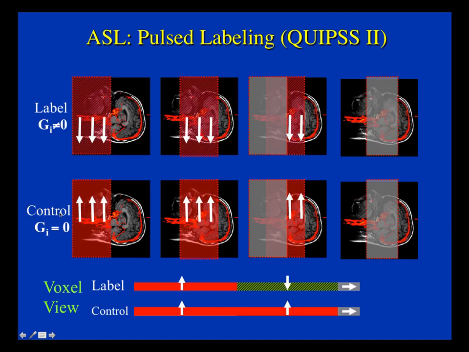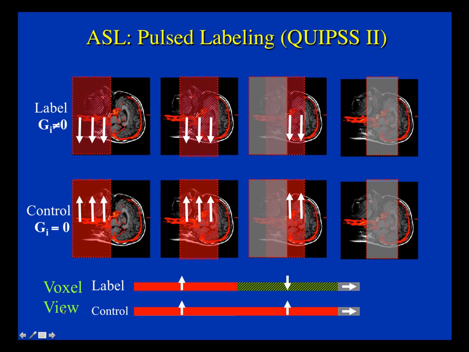And so what we then also need is the control image condition. In this case, we turn off the gradient during the initial 180 degree RF pulse. So in this time period, we don't have any inversion of the blood within the slab. Therefore, these white arrows are all pointing up, whereas in the label case, the white arrows were pointing down. So now the blood that has not been inverted flows into the tissue, and it will remain along the z-axis and unaffected while it arrives in the tissue voxel.